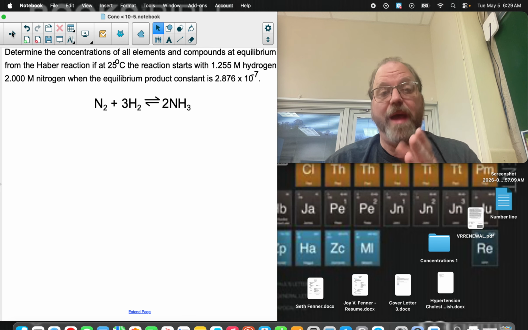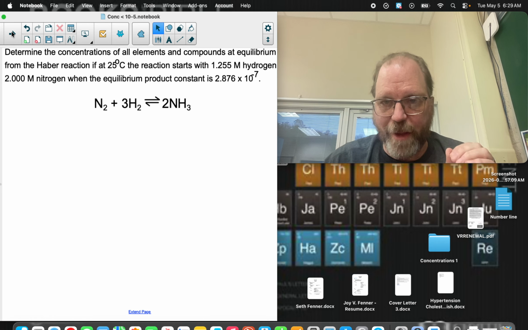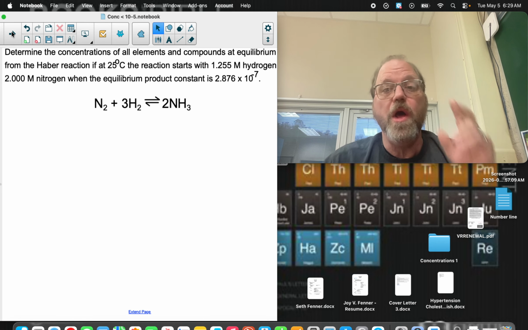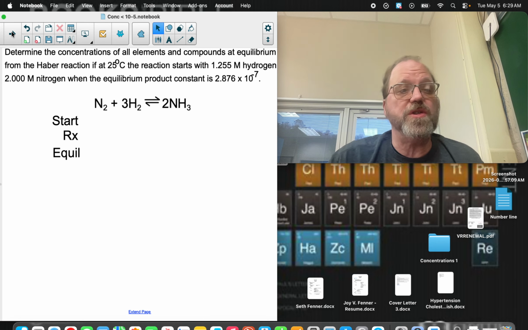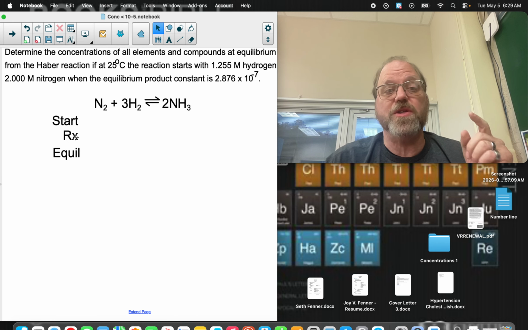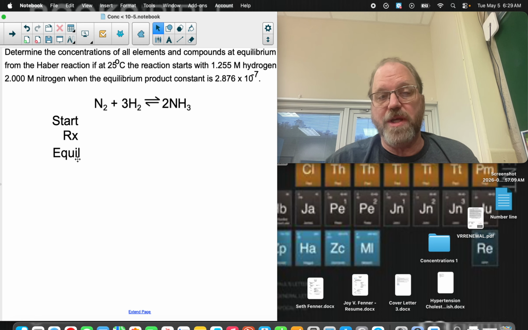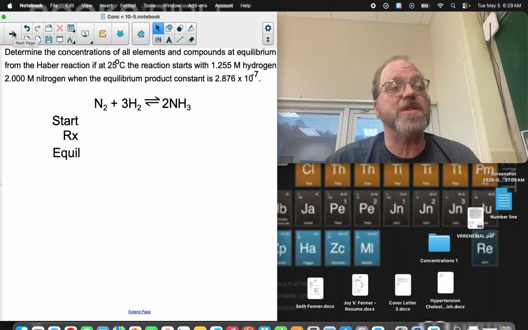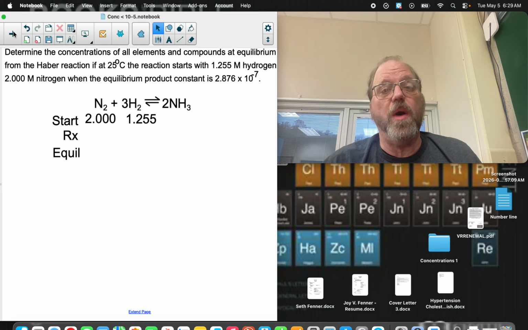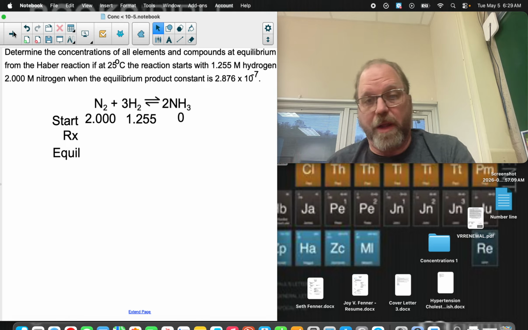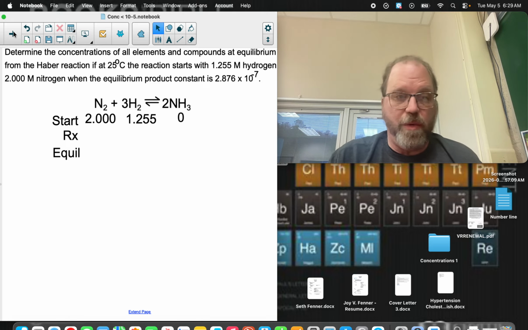That's the Haber reaction, balanced. Now, if you remember from last year, and if you don't, we'll just go over it again. We'll take three sets of conditions. The first is start. The second is reaction. And the last is equilibrium. So what conditions are we starting with? Well, from the problem we see that we have 2.000 molar nitrogen and 1.255 molar hydrogen. And we don't have any ammonia to start with because it's a product. Products are formed, we start with reactants.